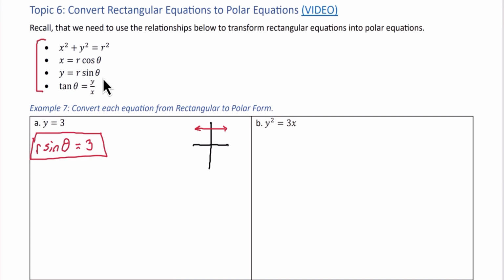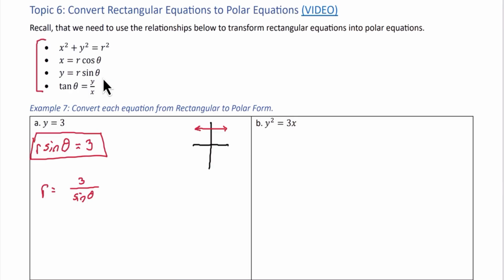But sometimes, depending on the directions, depending on the assignment, your instructor, whatever, we may need to solve for r. So let's assume we do want to take it a step further and isolate r. In order to do that, we need to divide both sides by sine theta. We are assuming in that case that sine theta is not 0. So if we divide both sides by sine theta, we'll get r equals 3 divided by sine theta.